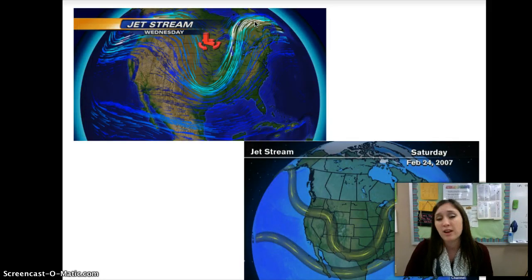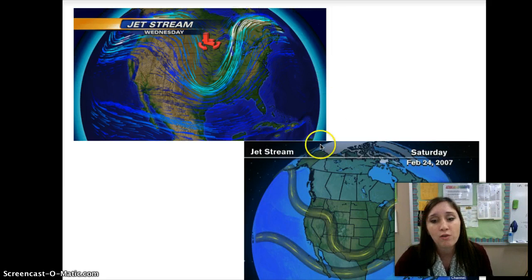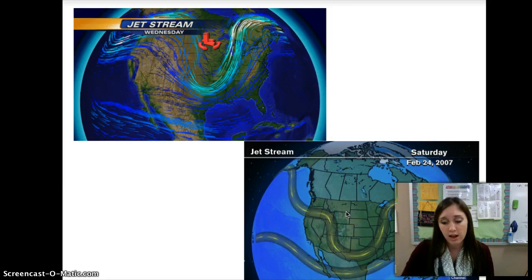Right, like I said, and you might have seen this on a weather map. Okay, they happen high above the air, they move from west to east, and they're going to form in between two different air masses.